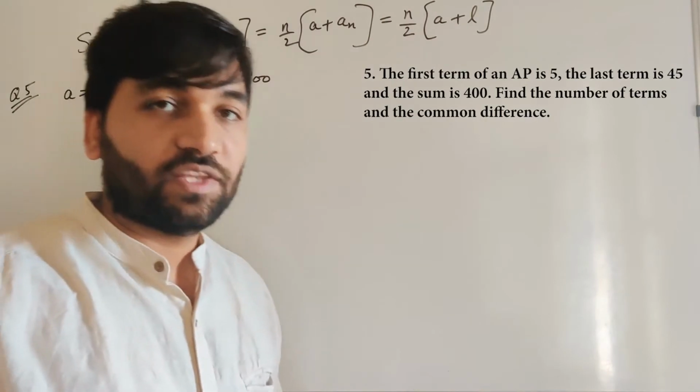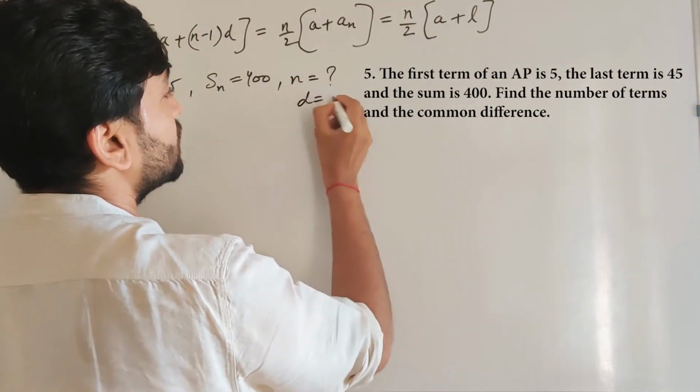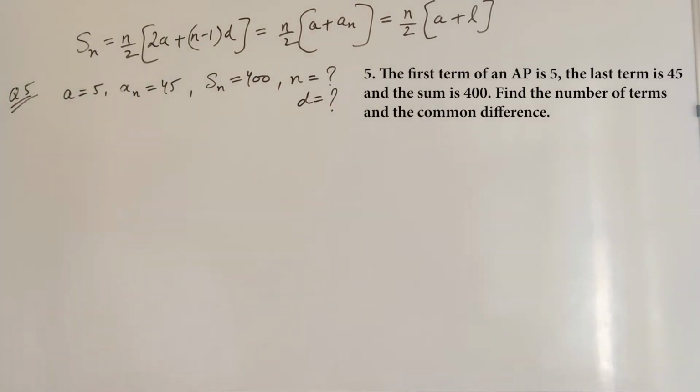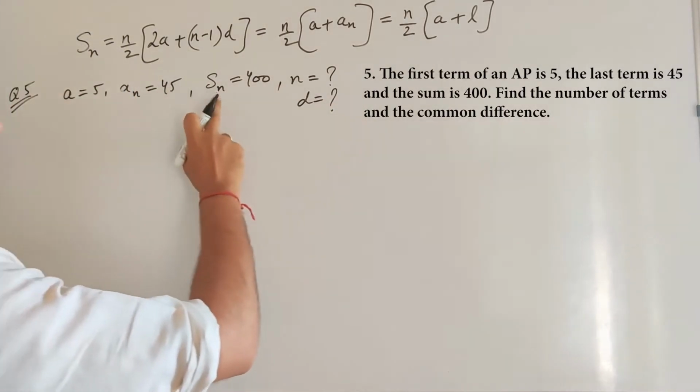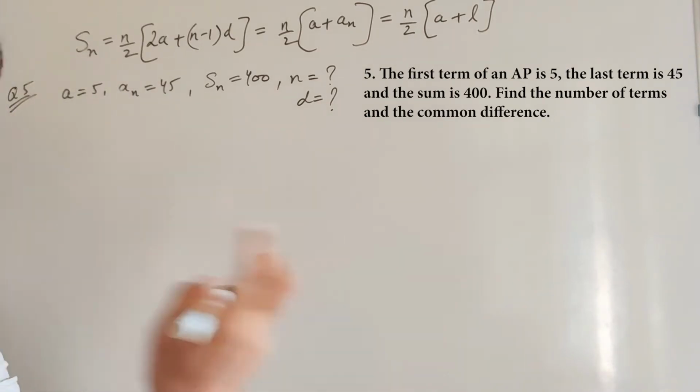Find the number of terms and the common difference. So this is the question here. So we have an equals 45, Sn equals 400. So using both the conditions, you can have two equations.